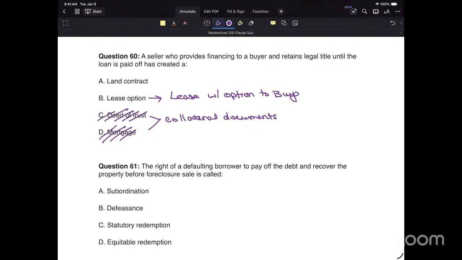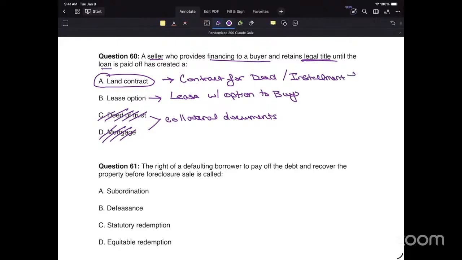However, when a seller provides financing to a buyer and retains legal title until the loan is paid off, that is a land contract, otherwise known as a contract for deed or an installment land contract. I know you can't tell, but that really says contract. So that's a great question, because I can see how they would feel similar, but they are very different things.